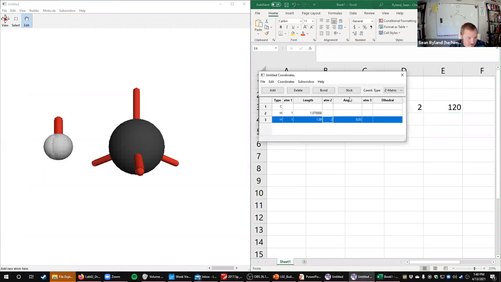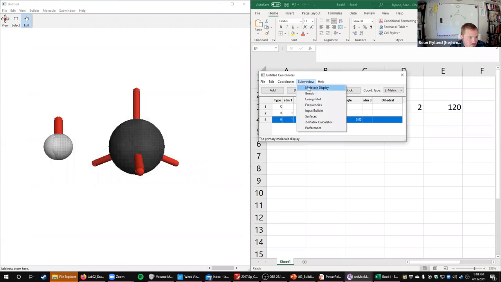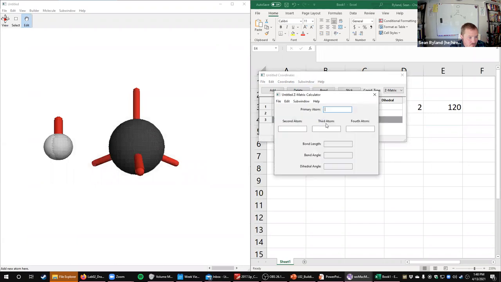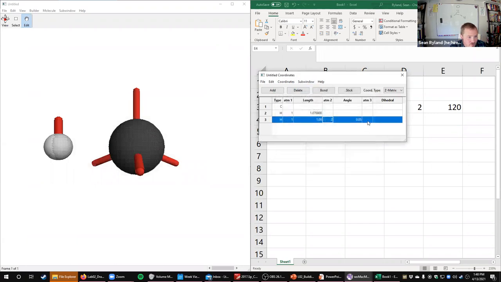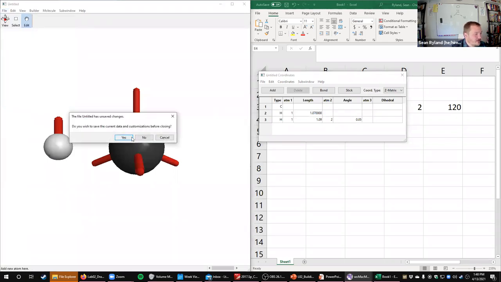Right. And if I could get these to... this is really annoying to me. I have no idea why this is not working. We'll exit out of here and we'll try it again in a minute.